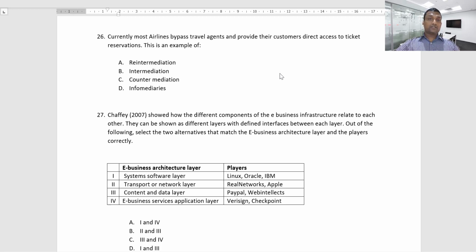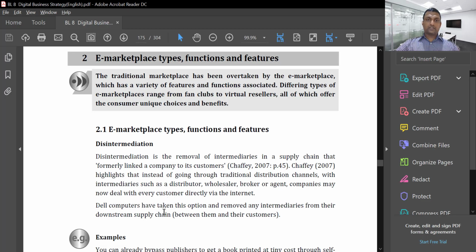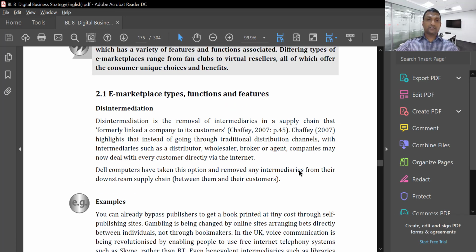Currently, most airlines bypass travel agents and provide their customers direct access to ticket reservations. This is an example of, so 4 answers are given: re-intermediation, intermediation, countermediation, and intermediaries. To understand these answers, let's look at what is discussed in the textbook.